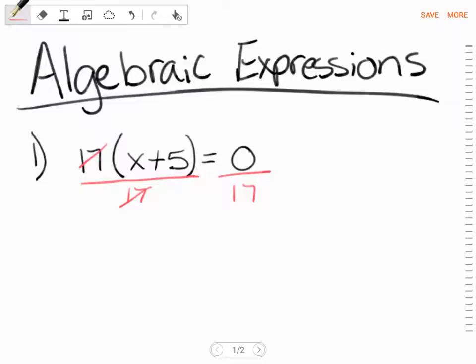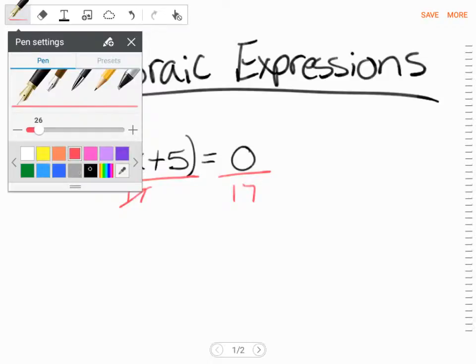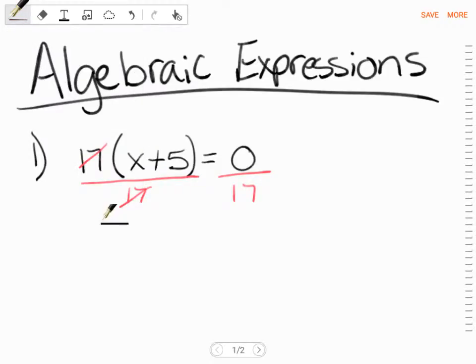If I rewrite what I have, now on my left side the 17s are gone, and we only have x plus 5 left. On my right side, I have 0 divided by 17. Well, 0 divided by anything will just be 0. So we'll be left with 0 on the right-hand side. From here, it's just a simple, nice little quick problem.